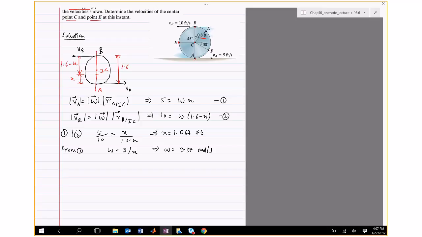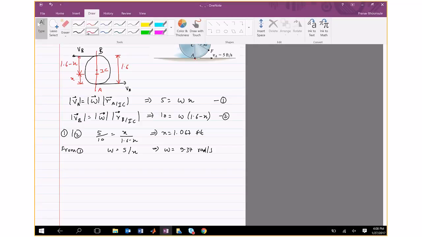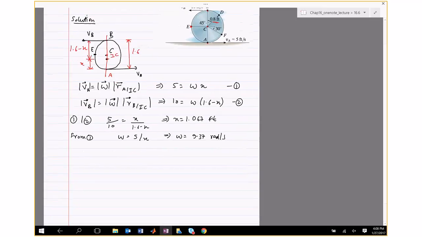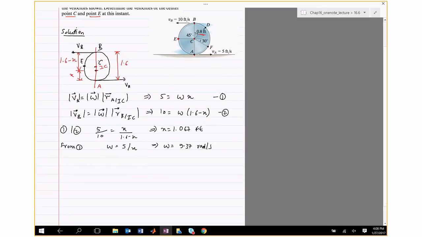Now again, you can use what we learned in section 16.5, the previous class, but we'll just use the IC to find the velocities of E and C. So E is right here, and C is right here, and I know that the IC is 1.067. I'm going to redraw the figure because it looks like the IC is somewhere on top, because this distance is 0.8, right? So it has to be on top.